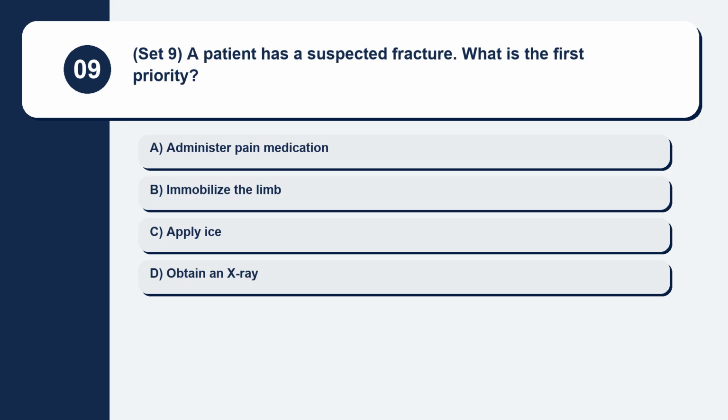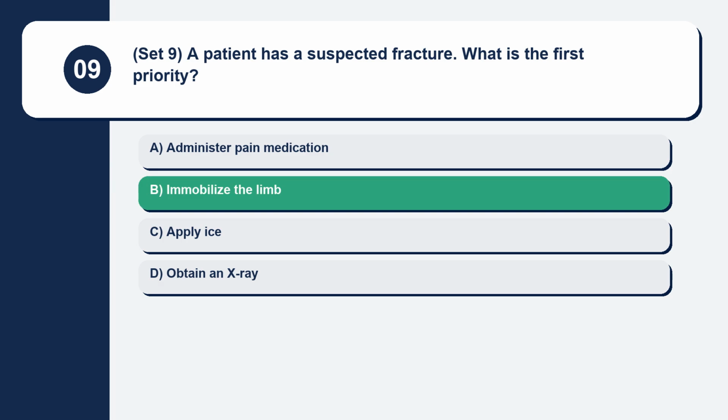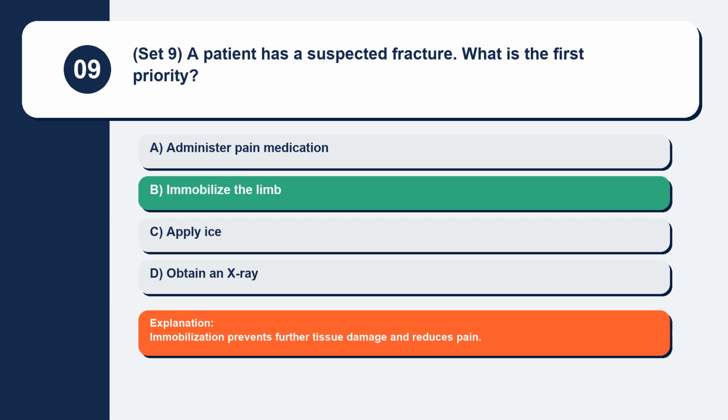Question 9. Set 9. A patient has a suspected fracture. What is the first priority? Administer pain medication, immobilize the limb, apply ice, obtain an X-ray. Immobilization prevents further tissue damage and reduces pain.